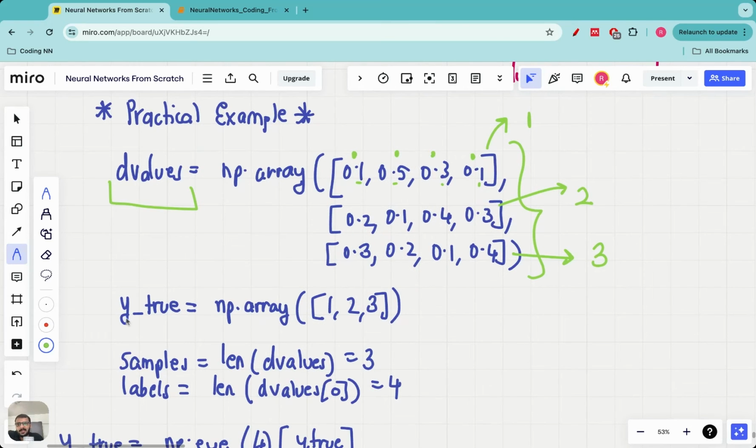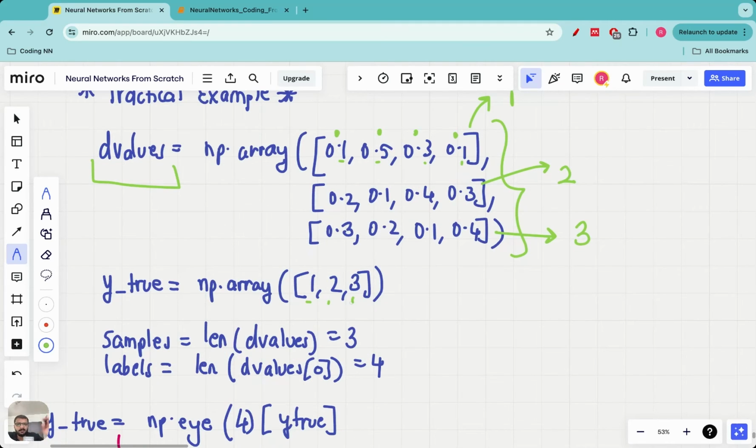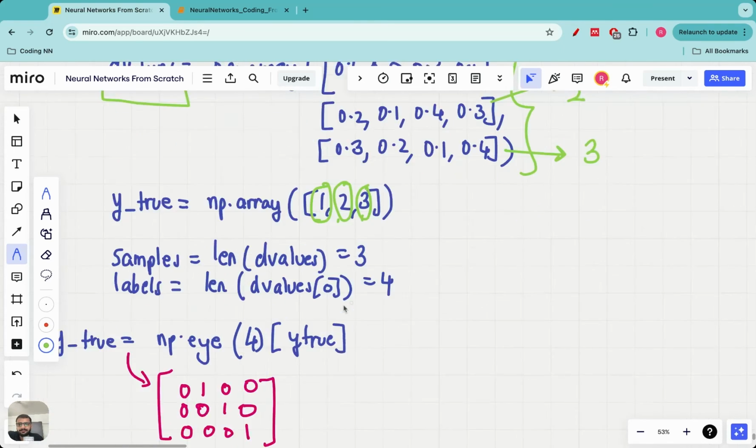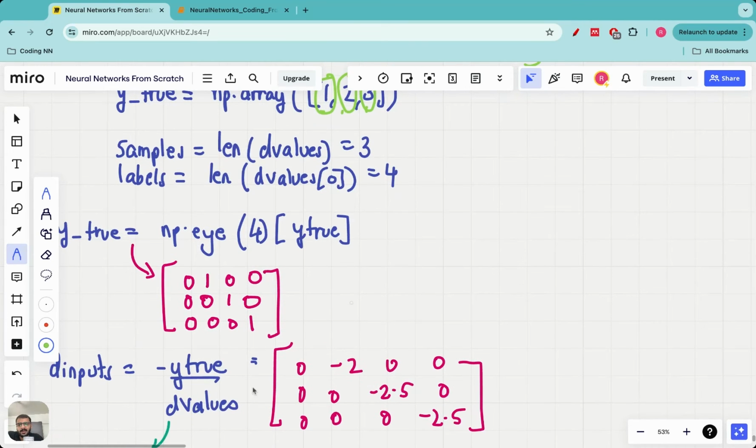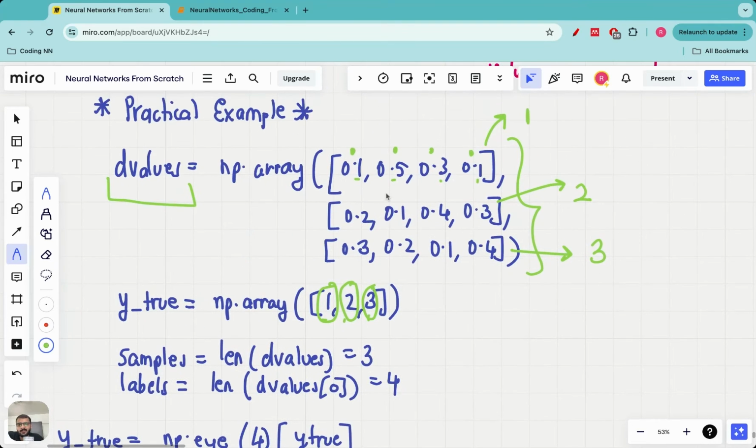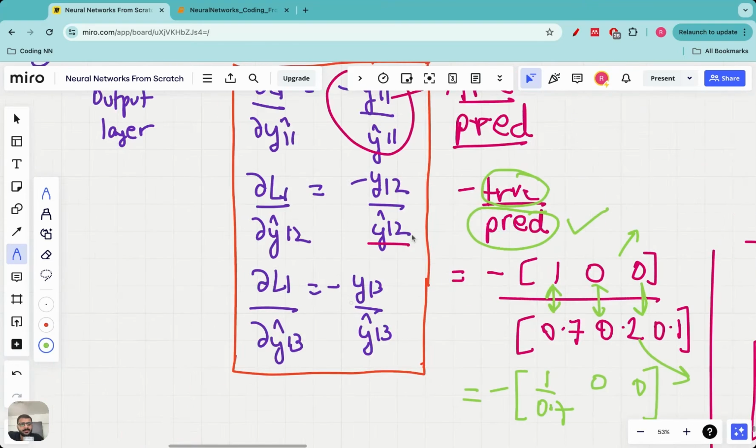Now, let's say your true values are these 1, 2, and 3, which means for the first input batch, the correct answer is 1. For the second input batch, the correct answer is 2. And for the third input batch, the correct answer is 3. Now, the problem is that if the correct answers were in the form of vectors, you can just divide the true value with the predicted value, right?